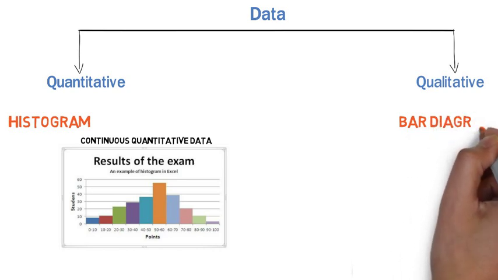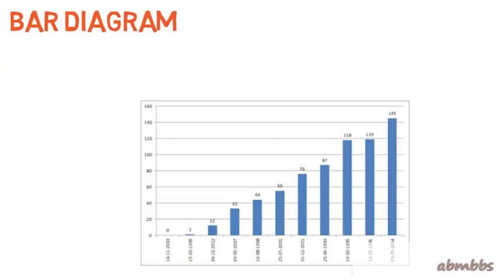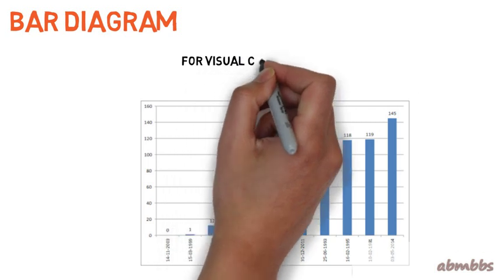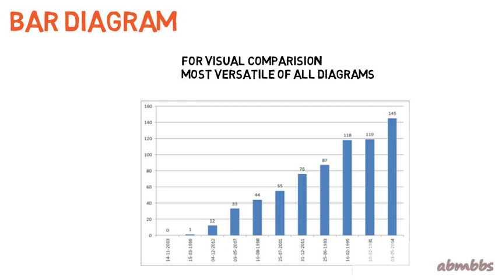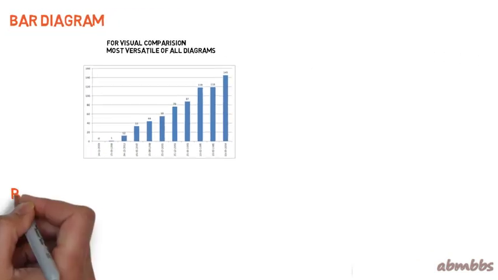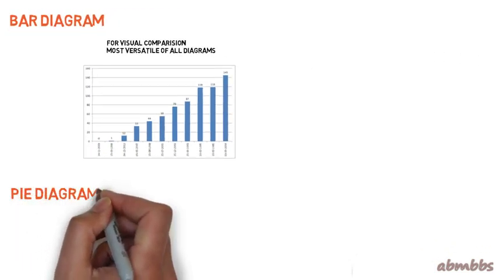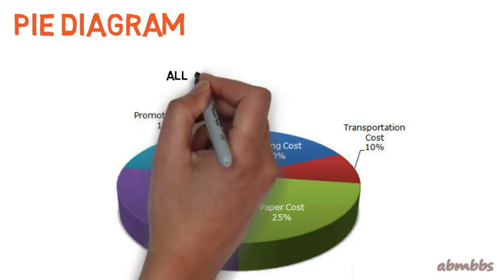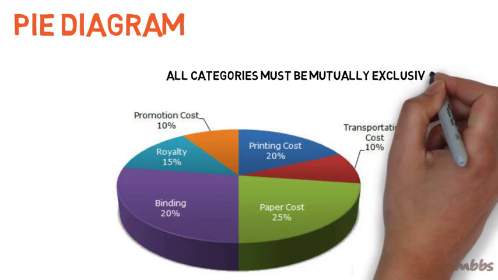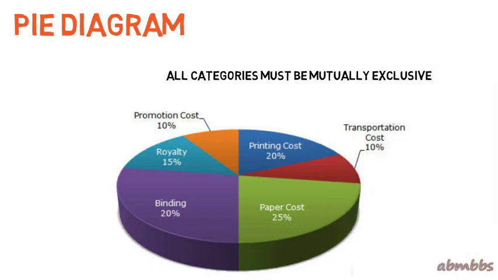First is bar diagram. It is used for visual comparison of magnitude of different frequencies. It is considered to be the most versatile of all statistical diagrams. Next comes pie or sector diagram. Here the categories are represented as a percentage of the total 100%. But remember, for pie diagrams, all pie categories must be mutually exclusive.